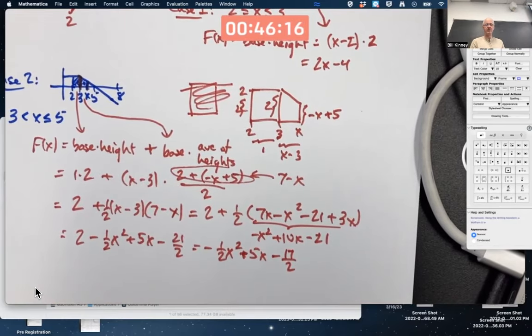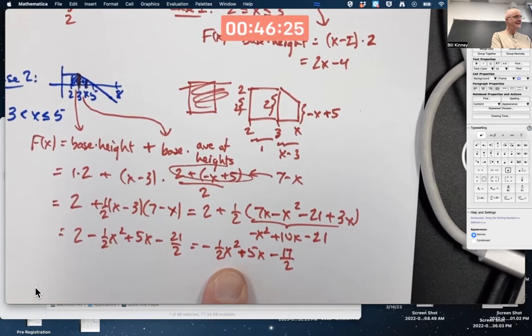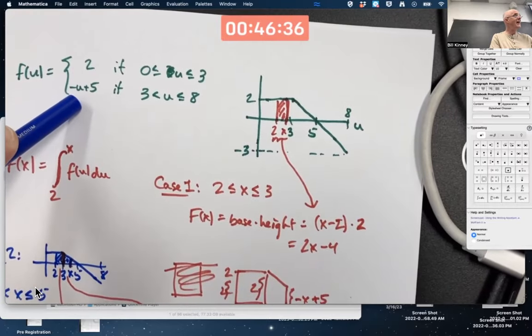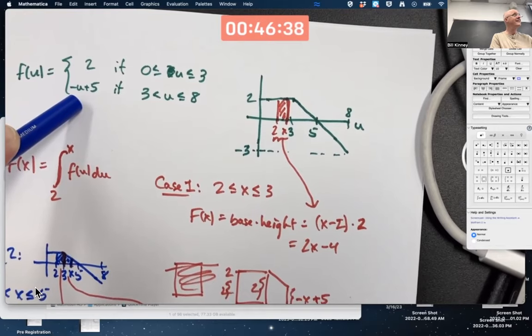Whoa, that seemed like a lot of work for what do we gain? Well, we did get the right formula, hopefully. And I am encouraged because I do see that the derivative of this would be what? Negative x plus 5, right? That would be the derivative of that. Hey, that matches little f, if you replace u with x, negative x plus 5. Not a coincidence.